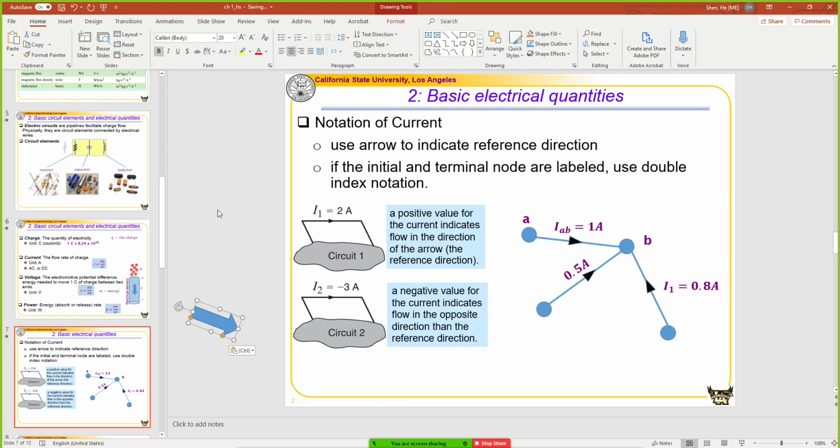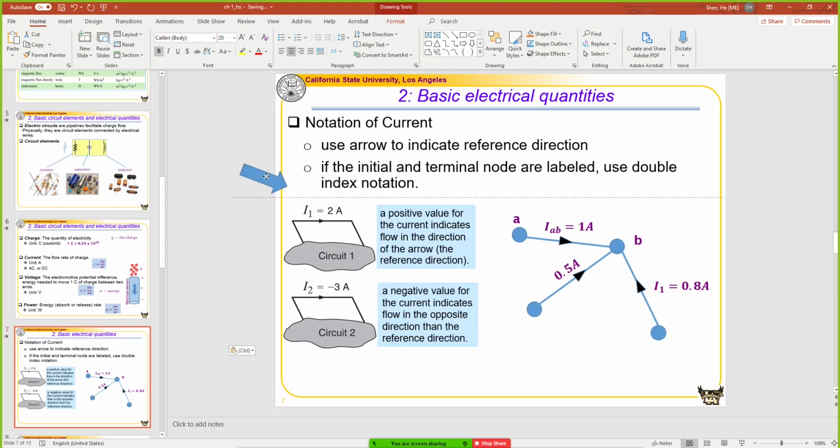Next topic is the basic electrical quantities. The first is the notation of a current. How do we describe a current in a circuit? We use an arrow to indicate the reference direction. For example, in the first case, we use this arrow over here to describe the reference direction of a current. It doesn't have to be the physical direction of the current. That is just a reference that we use to describe how the current flows.